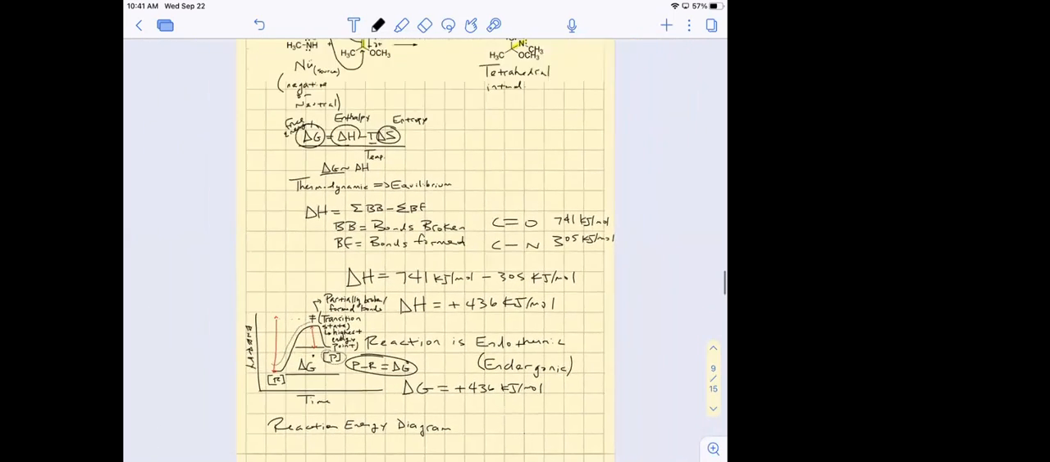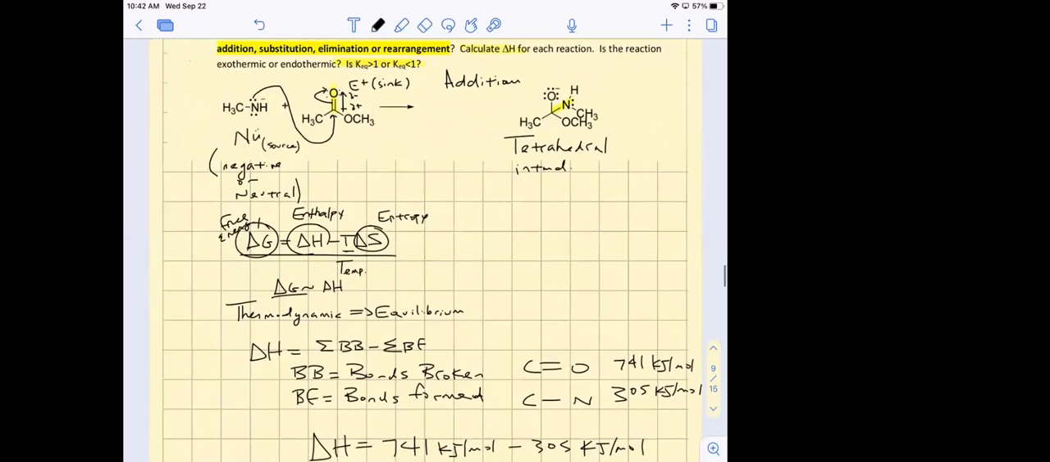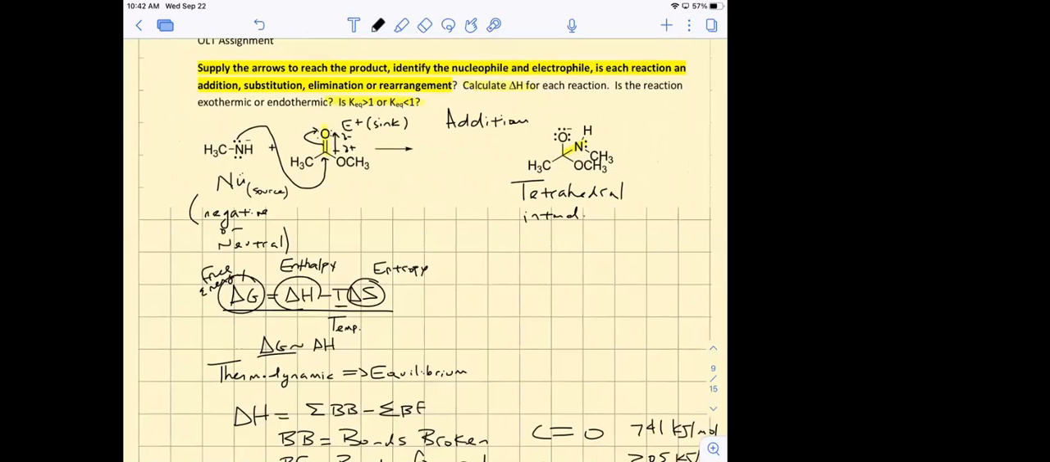All right, so we know that this is endothermic. We know how to calculate delta H. We know that delta H and delta G are roughly equivalent. And if it's positive, then we can also make an approximation for that equilibrium constant, KEQ, right? If it's endothermic, KEQ is going to be less than 1. If it's exothermic, KEQ is going to be greater than 1.